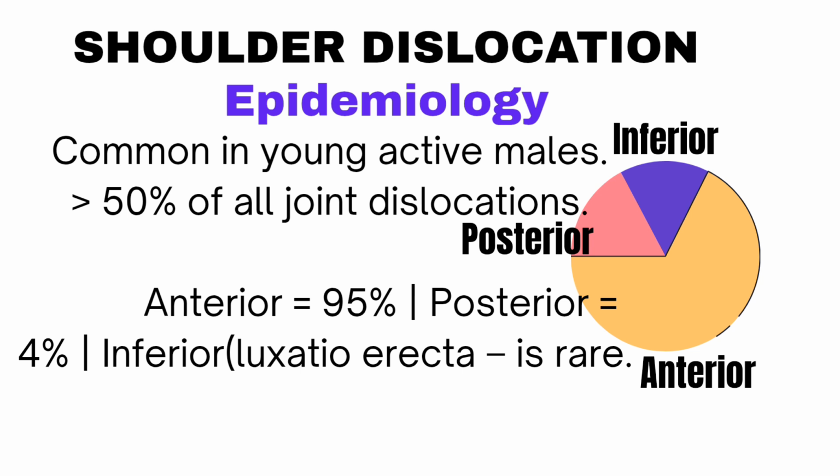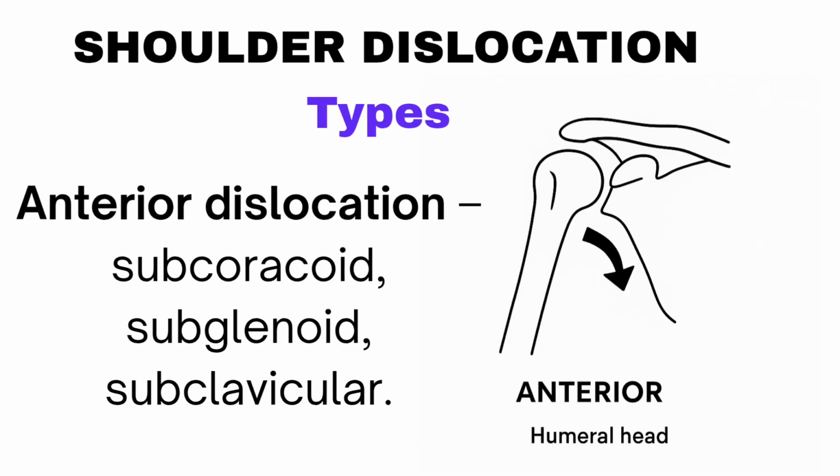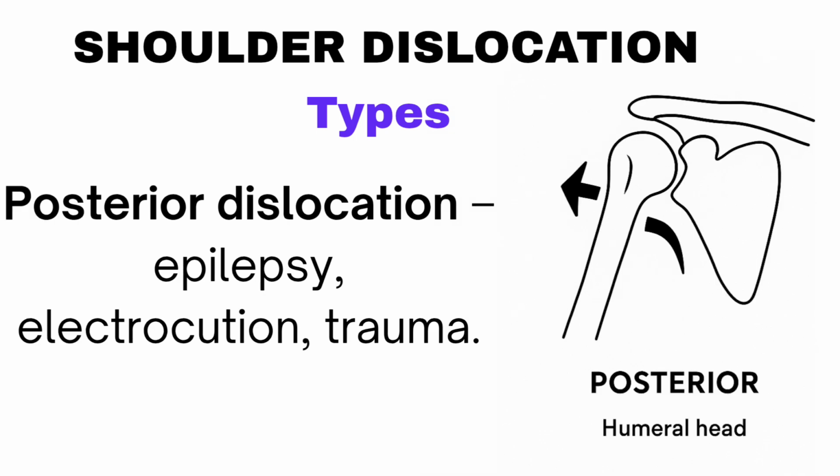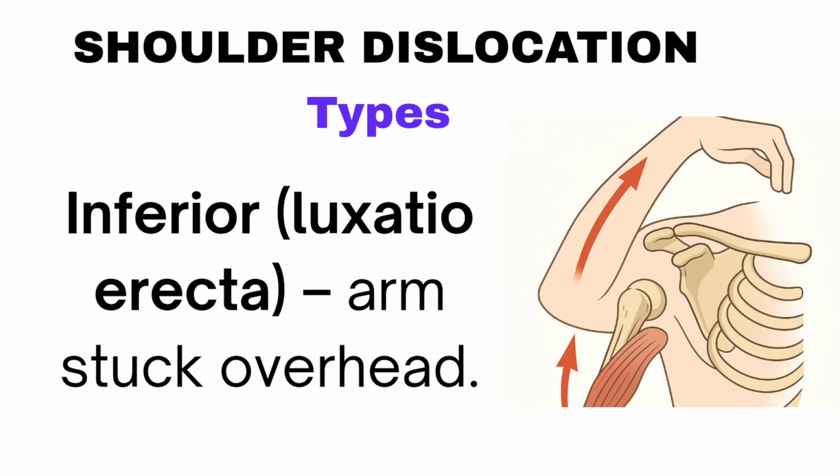Types: there are three main types. 1. Anterior dislocation, the commonest. Subcoracoid, subglenoid, subclavicular, or even intrathoracic. 2. Posterior dislocation, often linked to epilepsy, electrocution, or trauma. 3. Inferior dislocation, or luxatio erecta, very rare, with the arm held overhead. The superior type rarely occurs.